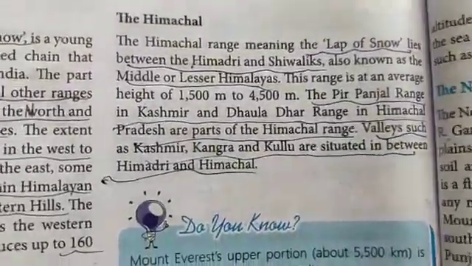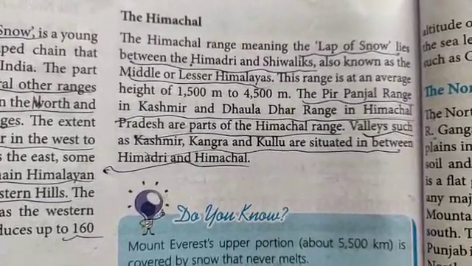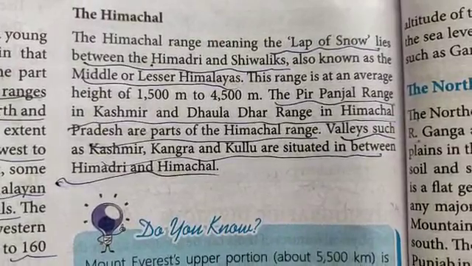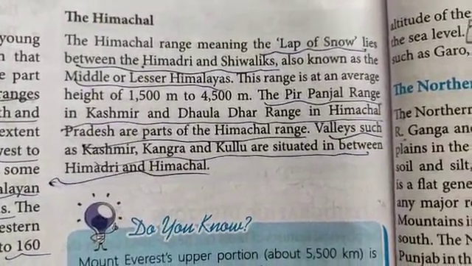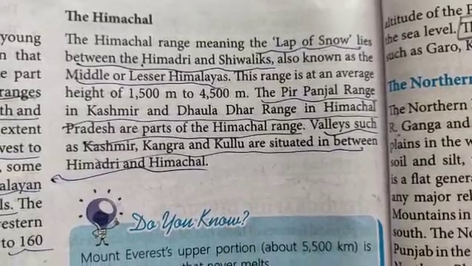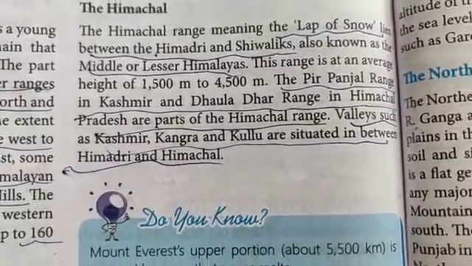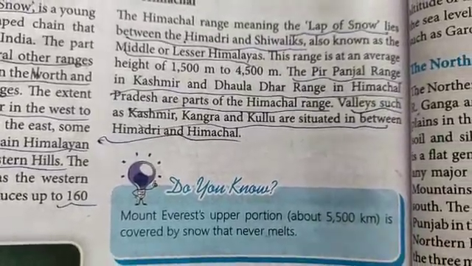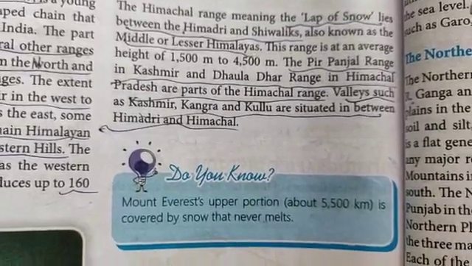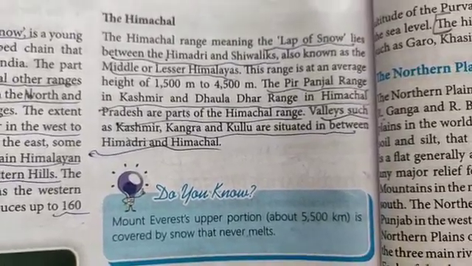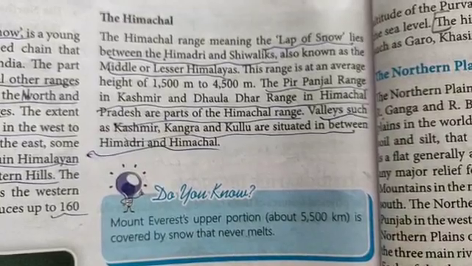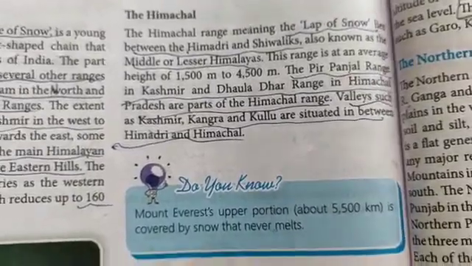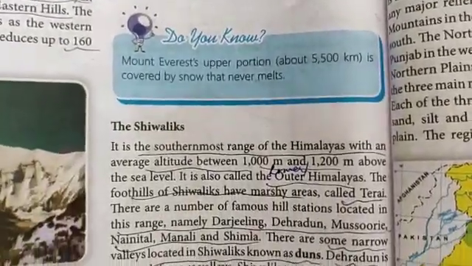Now, after the Himadri, we go to the Himachal. The Himachal range, meaning the lap of snow, lies between the Himadri and Shivaliks, also known as the Middle or Lesser Himalayas. This range is at an average height of 1,500 meter to 4,500 meter. The Pir Panjal range in Kashmir and Dhauladhar range in Himachal Pradesh are parts of the Himachal range. Valleys such as Kashmir, Kangra and Kullu are situated in between Himadri and Himachal. Now this particular range, Himachal range, is known for its fruit orchards.